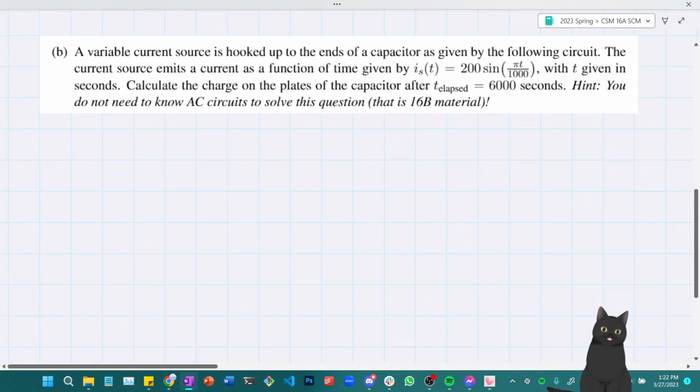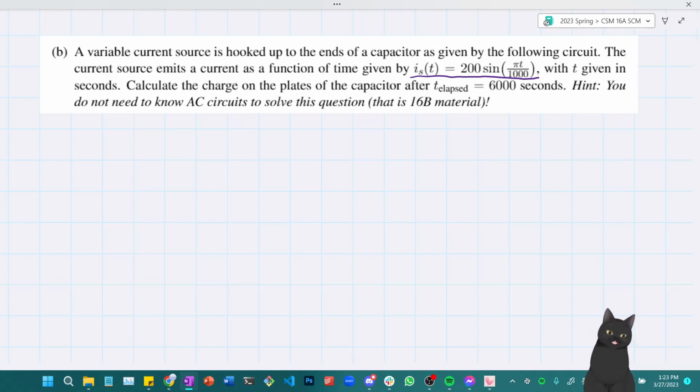A variable current source is hooked up to the ends of a capacitor as given by the following circuit, which I am not sure if they included a circuit for this question. They probably didn't. I'll draw it out later. The current source emits a current as a function of time given by i of t equal to 200 times sine of this function, with t given in seconds. Calculate the charge on the plates of the capacitor after 6,000 seconds.